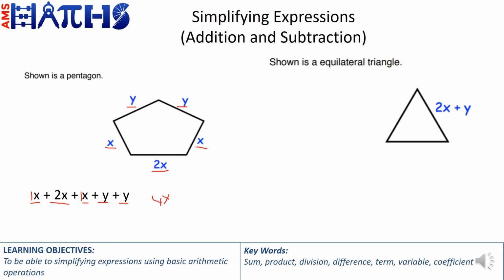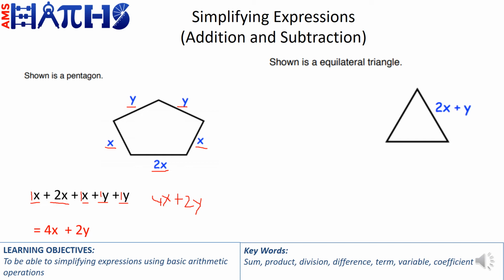Then we combine the y's, which is 1y plus 1y, which gives us plus 2y's. And so our answer is 4x plus 2y, and that's an expression for the perimeter of that pentagon. We don't know the exact values of x or the exact value of y, and so we can only leave it as an expression in terms of x and y.